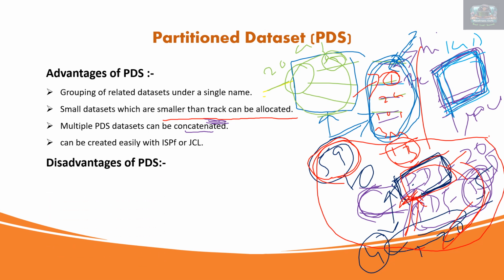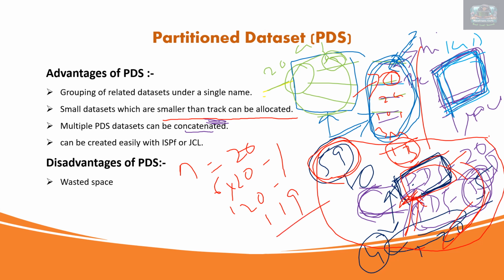Now we'll discuss the disadvantages. The first disadvantage is wasted space. How? If you're creating a PDS and giving the directory blocks as 20, you're requesting a space of 6 times 20 minus 1, that is 119. So you are requesting 119 directory blocks of space, and you also allocate some GB of space. Then all these directory blocks and all this space you have allocated will be wasted if you are not using that space.